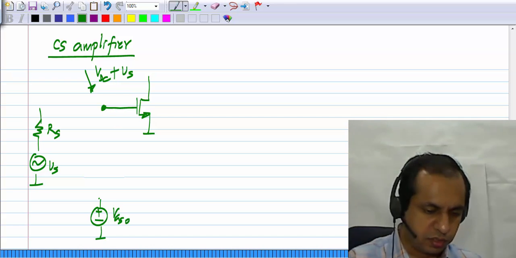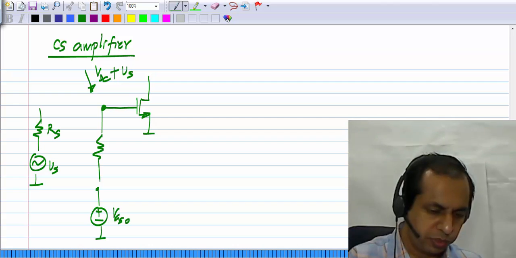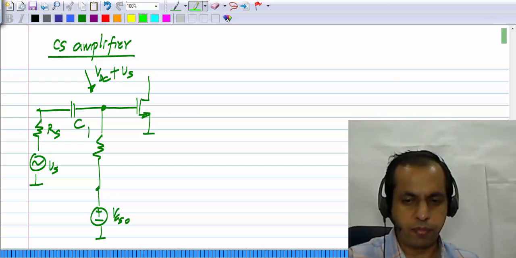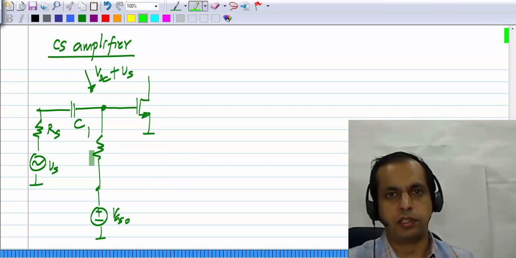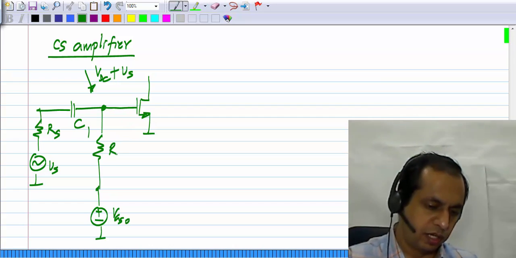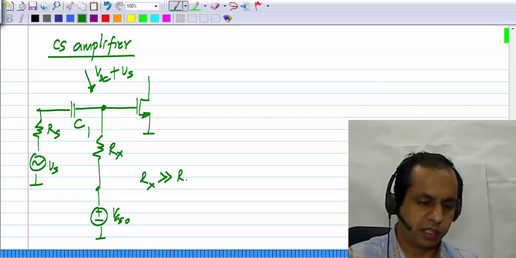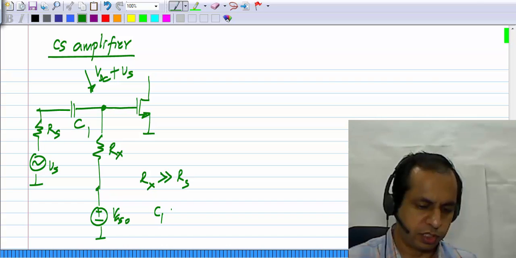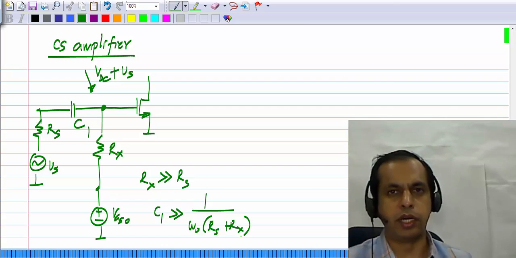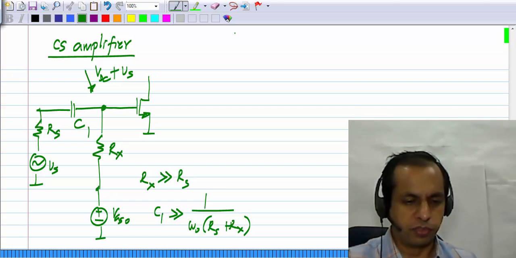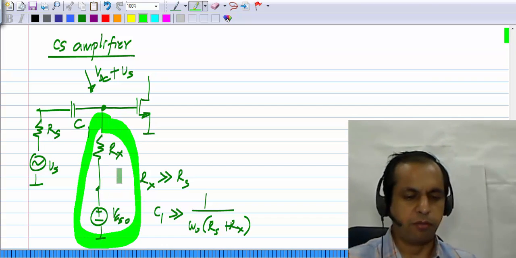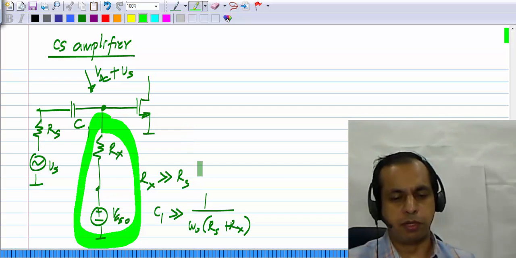How did we do this? We connected VGS0 through some resistor and the signal source through a capacitor. Now, of course, we have to satisfy some more conditions. This Rx has to be much more than Rs, so that all of Vs appears here, and this C1 has to be much more than 1 by omega naught times Rs plus Rx, and so on. So this was the essential idea. Now, of course, in the common source amplifier, we didn't have a separate source VGS0. This itself was derived from a voltage divider powered by the supply voltage VDD.